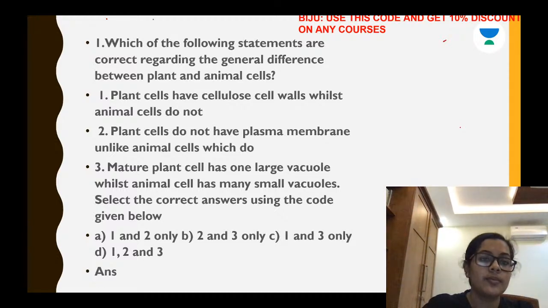This is an easy question, directly from NCERT. The question is directly from NCERT biology.